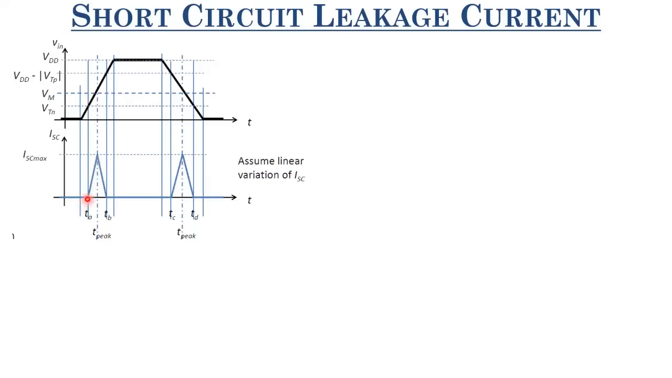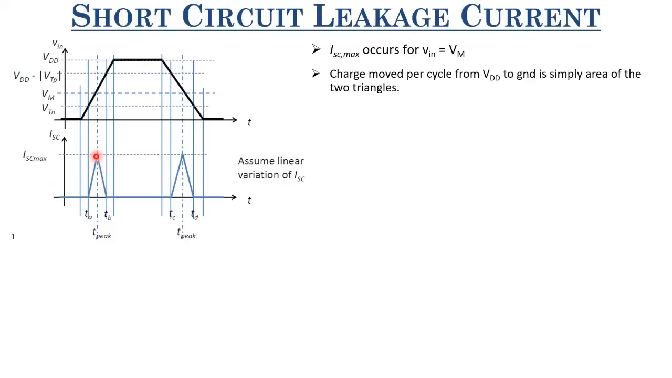What happens at VTN? No current flows, and at VDD minus mod of VTP, no current flows, because here PMOS goes into cutoff, here NMOS is in cutoff. Maximum current flows when Vin equals Vm, and both are in saturation. So for first-hand calculations, you can assume this kind of profile. Now, this is the short circuit current. So maximum short circuit current is present when Vin equals Vm and both transistors are in saturation.